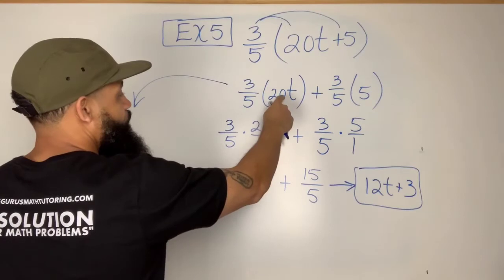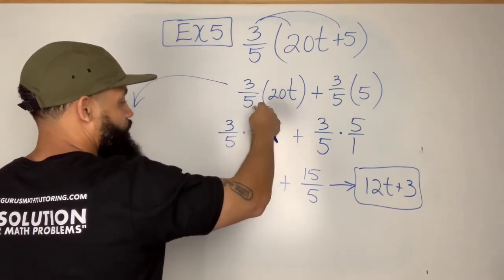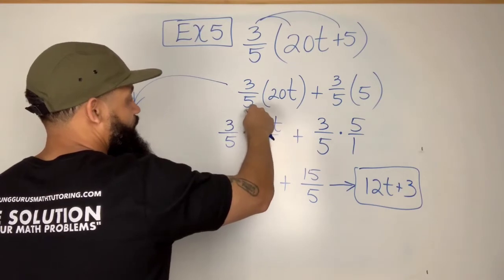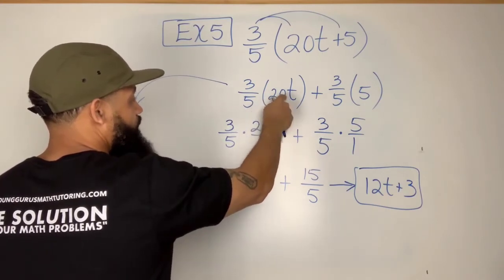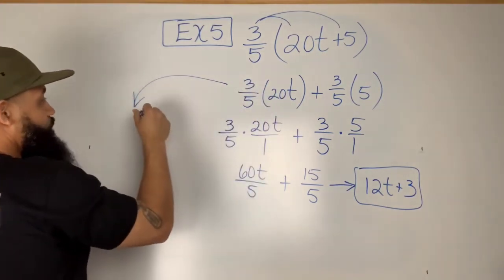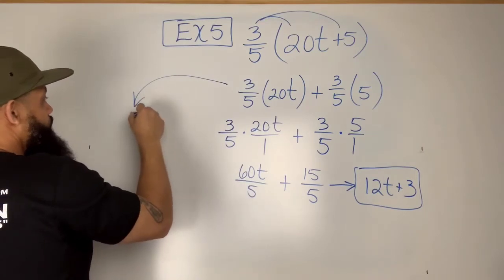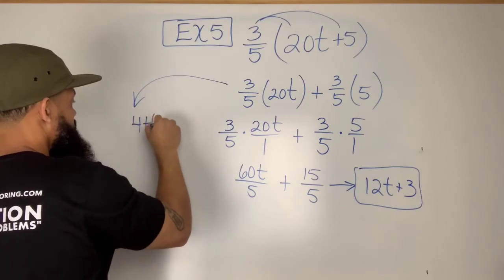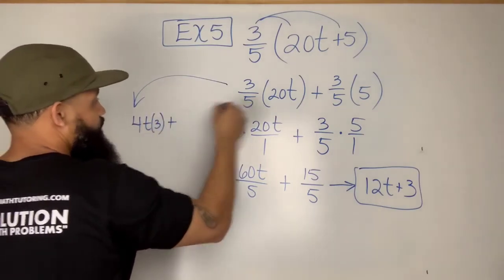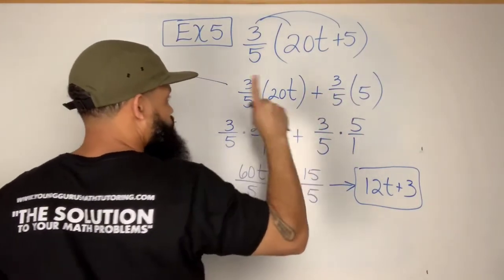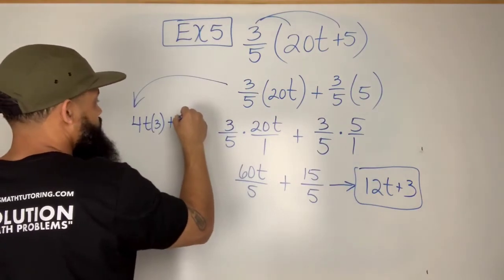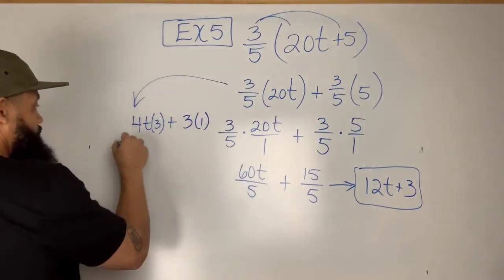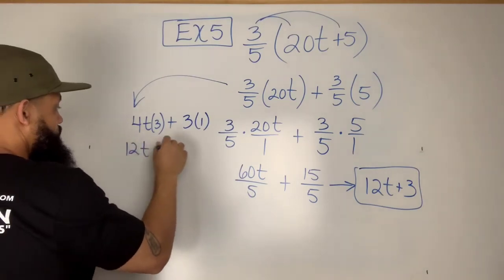Sometimes some people say 20t divided by 5. Okay? So 20 divided by 5 is 4. And they get that 4t times 3, which is 12t. So we can basically say 20 divided by 5 is 4t times 3. And then plus 5 divided by 5 is 1. And 3 times 1. So plus 3 times 1. Okay? And I still get 12t plus 3.